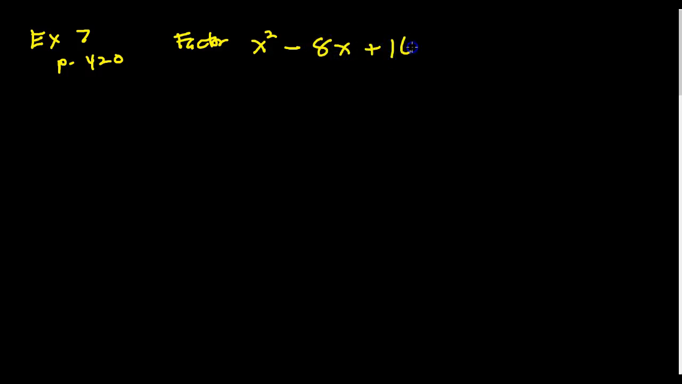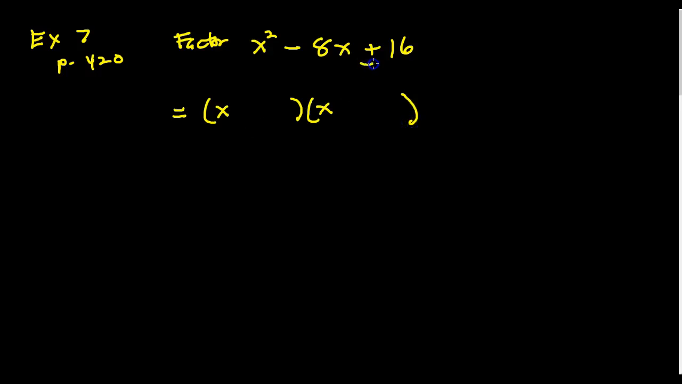All right, next we want to talk about example 7 in our text. This is on page 420. Factor x squared minus 8x plus 16. All right, another trinomial, a degree 2 trinomial with a lead coefficient of 1. Clearly I'm going to have to use x and x in the first slots here if I'm going to factor this as a product of two binomials.